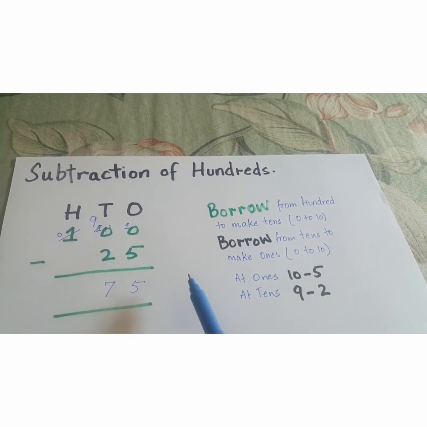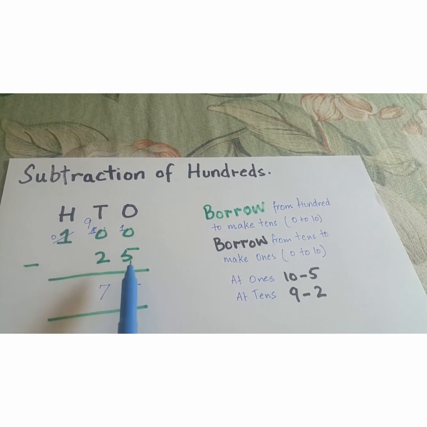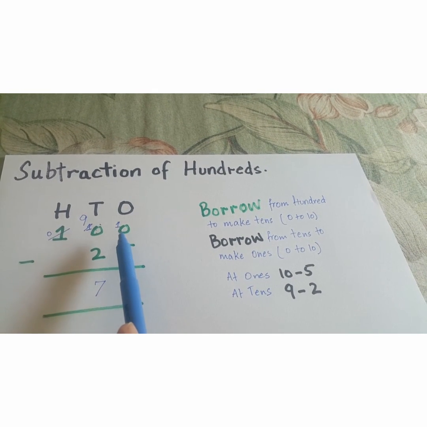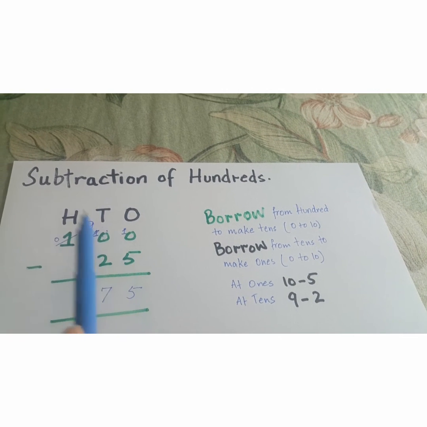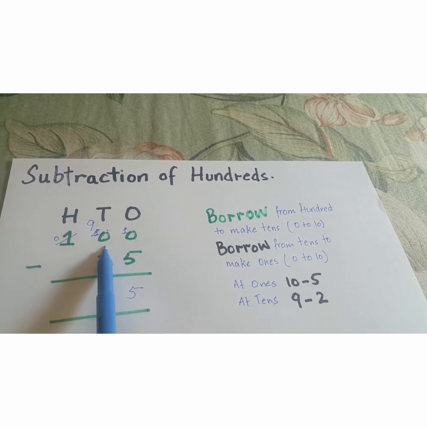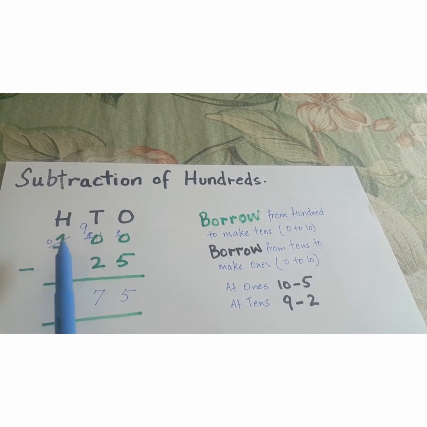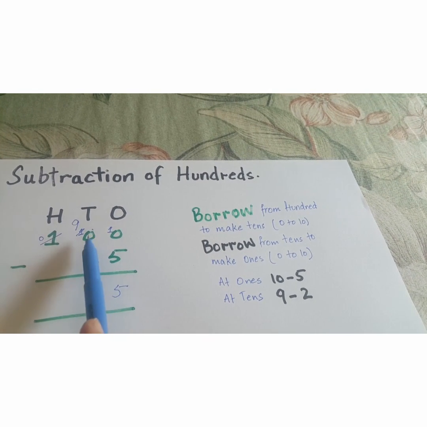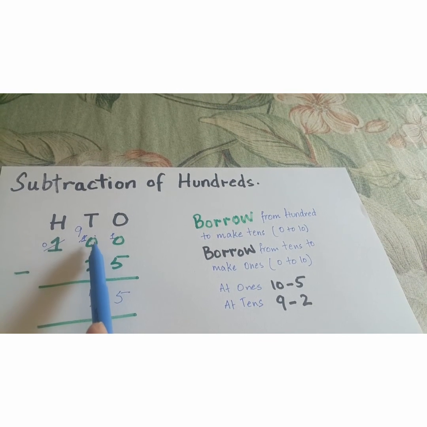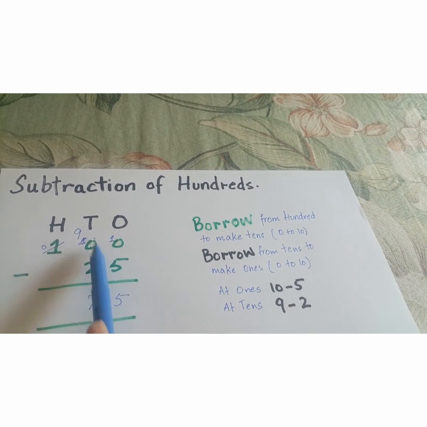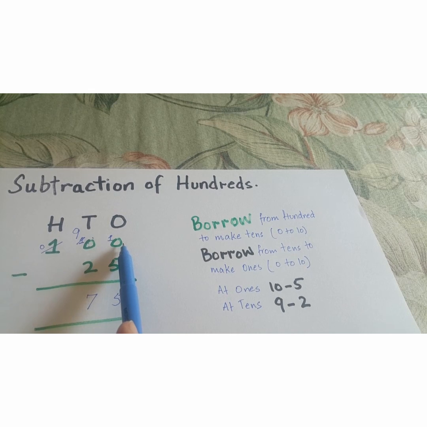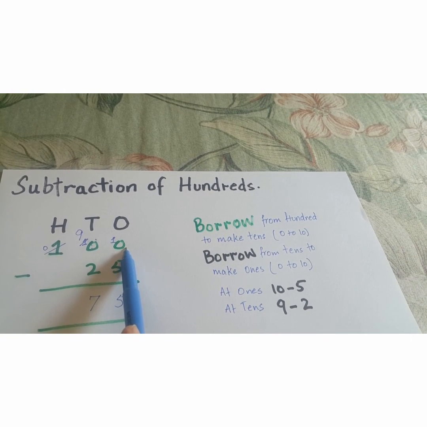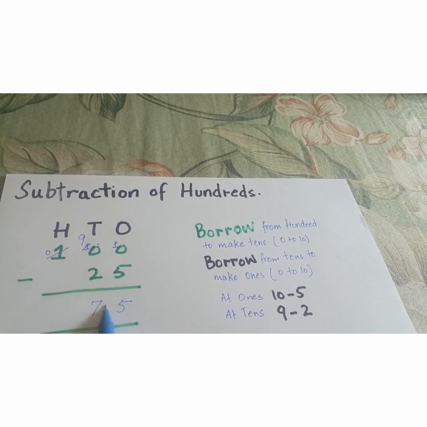Hope you have understood the concept of borrowing, that if the value at ones is small, the value at tens is also small, what we will do, we will first borrow from the hundreds to make tens, then we borrow from tens to make the value at ones, then we do the subtraction.